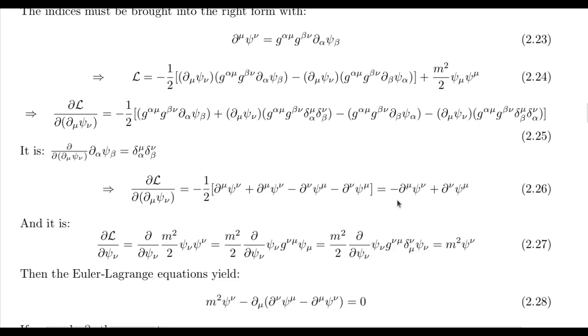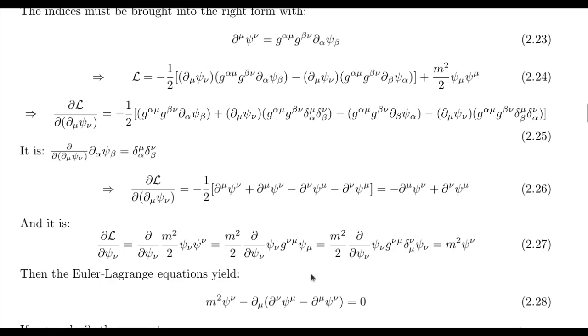And for the other term in the Euler-Lagrange equation, if we differentiate with respect to psi, to the fields, that means the term here with the derivatives is vanishing, because we have to differentiate with respect to psi and not the derivatives of psi. Now we have only this easy term here.